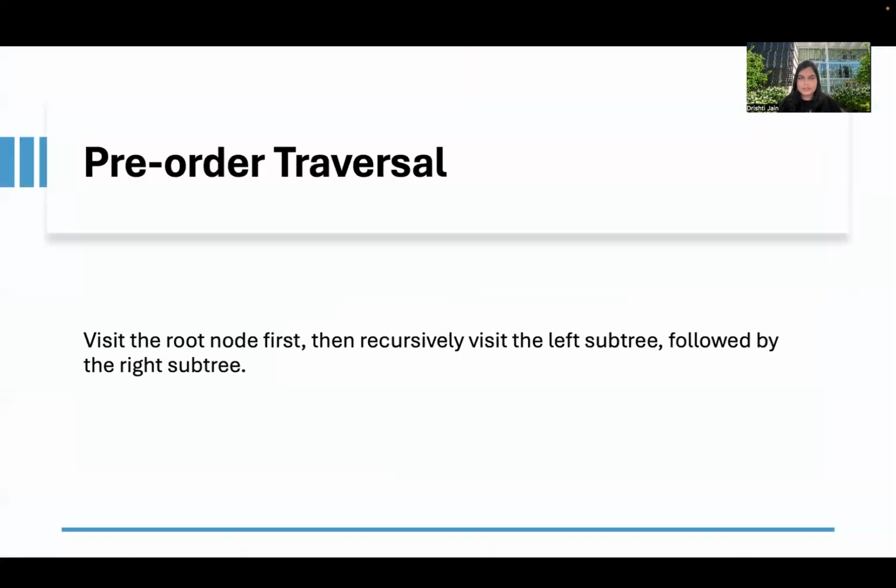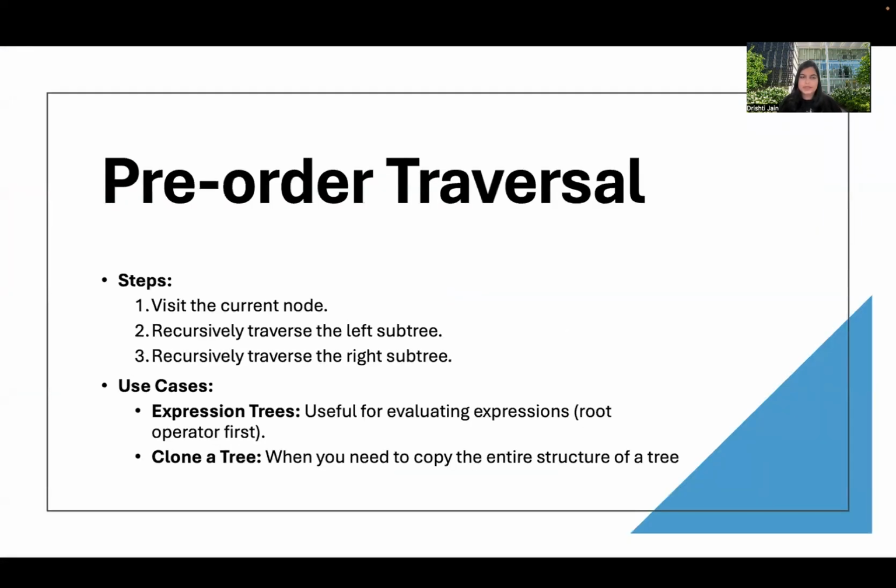Pre-order traversal. You visit the root node first, then recursively visit the left subtree, followed by the right subtree. The steps for pre-order traversal are: you visit the current node, recursively traverse the left subtree, then recursively traverse the right subtree. The use case is in expression trees. It is useful for evaluating expressions. Also in cloning a tree, when you need to copy the entire structure of a tree.